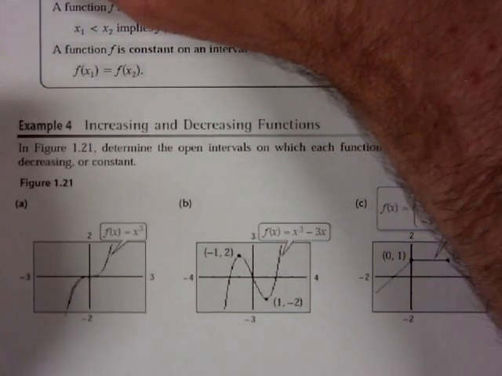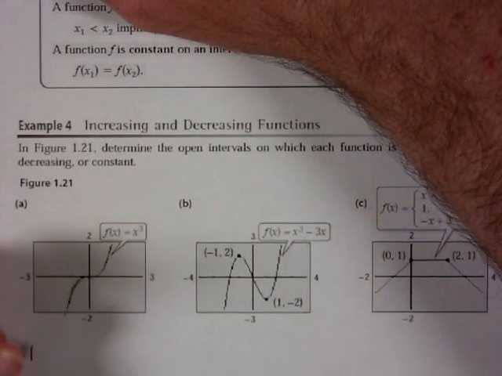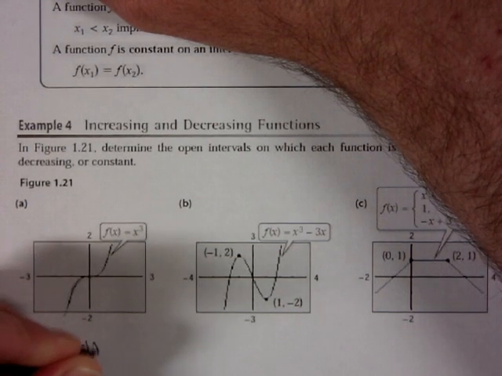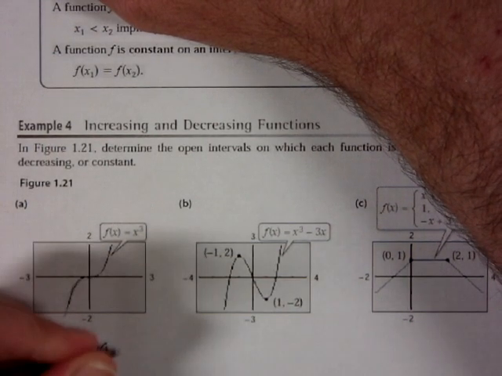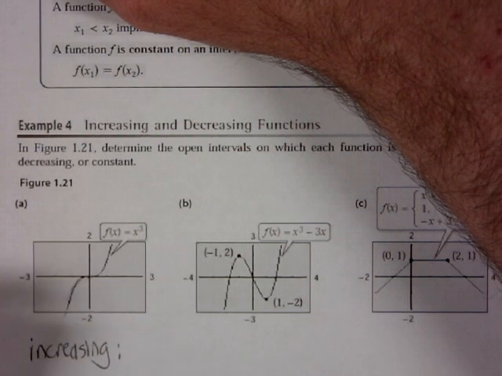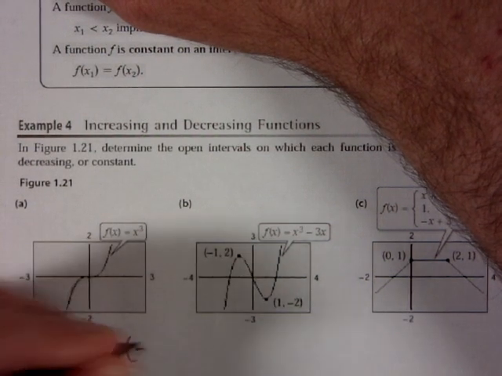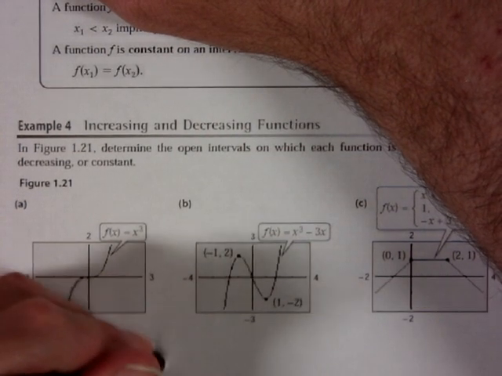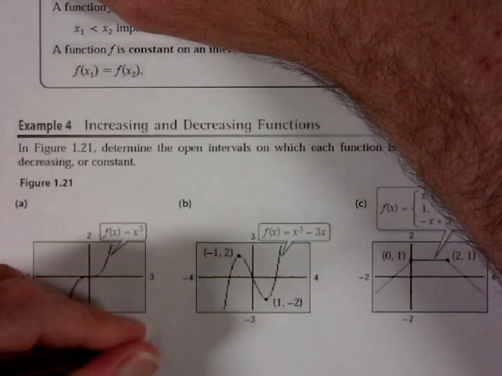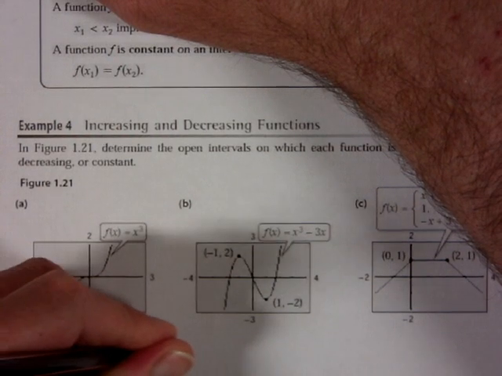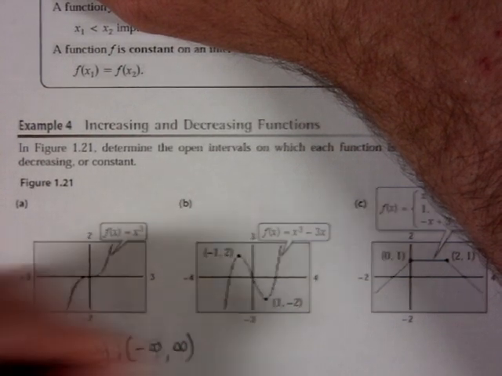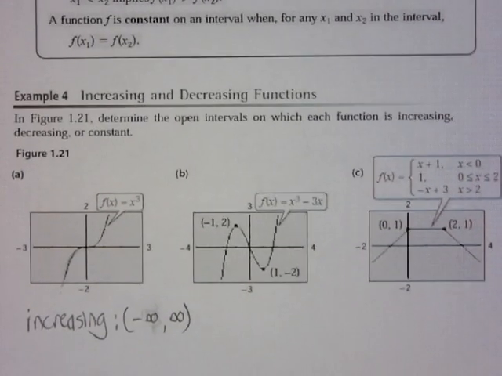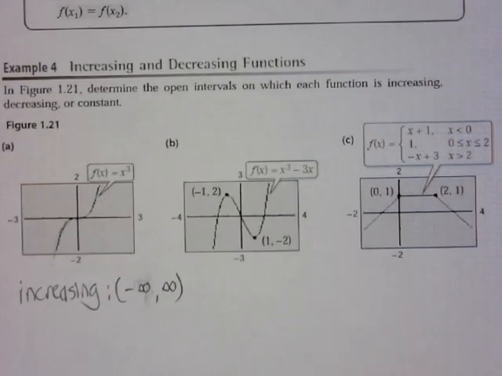And so what we're going to write as an answer is that it's increasing, and then we'll write the interval over which it's increasing. It's increasing from negative infinity to positive infinity. All that one does is increase, doesn't do anything else. Increasing from negative infinity to positive infinity.